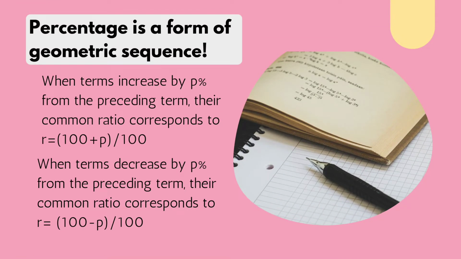When a term increases by p% from the preceding term, their common ratio corresponds to r equals (100 plus p) over 100. And when the term decreases by p% from the preceding term, their common ratio corresponds to r equals (100 minus p) over 100.